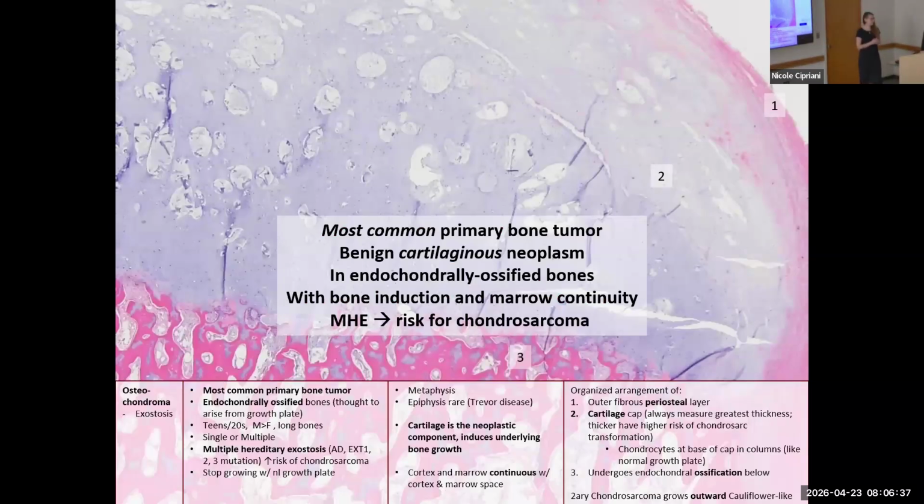Most common primary bone tumor is a benign cartilaginous neoplasm, which is osteochondroma, which occurs only in endochondrally ossified bones. So if you think about bones that are intramembranously ossified, like your skull, we don't really see osteochondromas there. This induces bone below it, and the bone below it is continuous with the marrow in the normal bone. Patients with multiple hereditary exostosis are at risk for development of secondary chondrosarcoma, which is usually a cauliflower-like growth of that cartilage, rather than it invading inward. It usually exophytes outward.